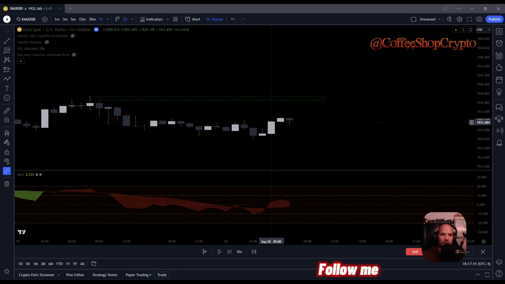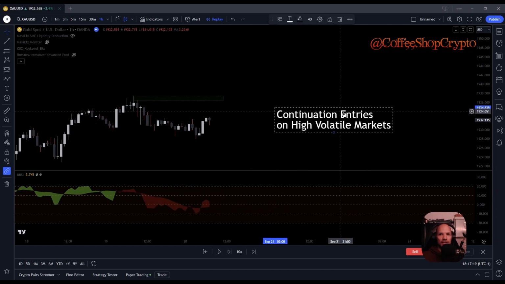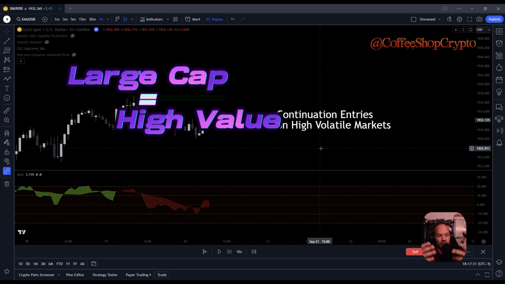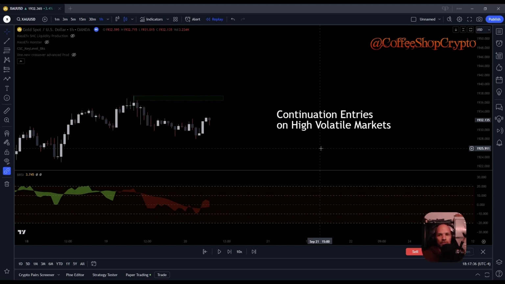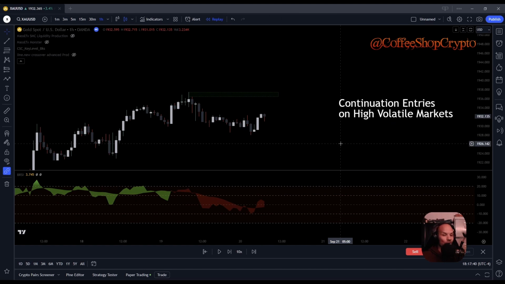I wanted to cover a couple of things today, and one of them is going to be mainly continuation entries on high volatile markets. So this is for people that are trading in like Forex, indices, stuff like that. This works in crypto as well, but it has to be in crypto that is large cap. It can't be these little penny stock kind of things. It has to be large cap. So that's what highly volatile also means. Lots of manipulation, just letting you know.